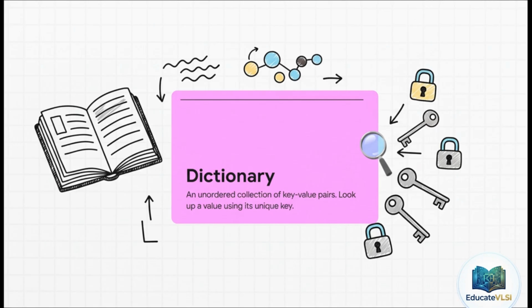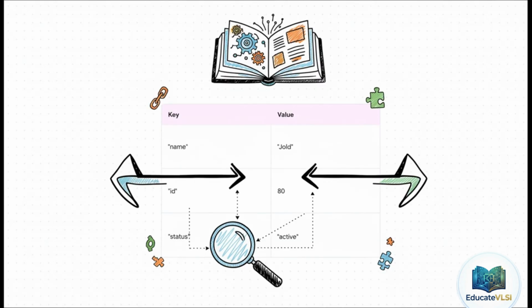You have a unique key, which is like a word, that you use to look up its associated value, which is like its definition. For instance, imagine this dictionary represents a user profile. If we want to find the user's name, we don't ask for item number 1. No, we ask for the value associated with the key name, and boom, we get Jolt. We look up the key ID, and we get 80. It's just a much more descriptive way to organize related bits of information.